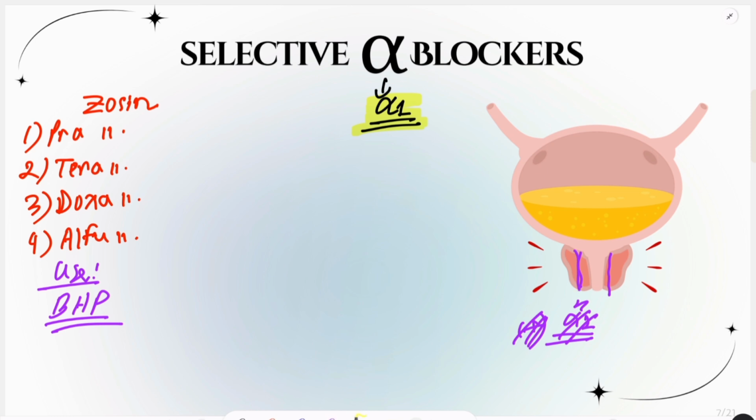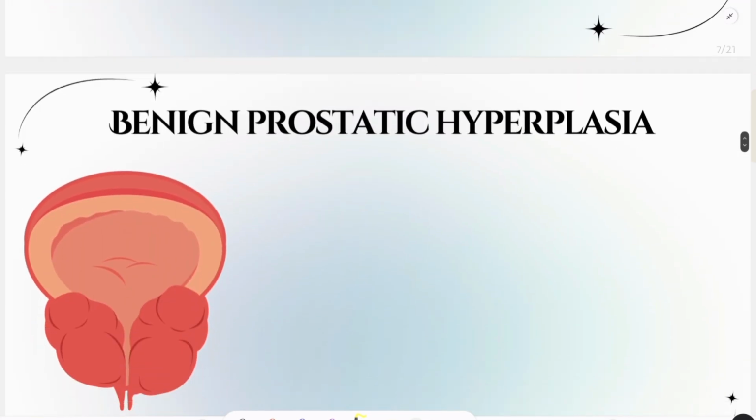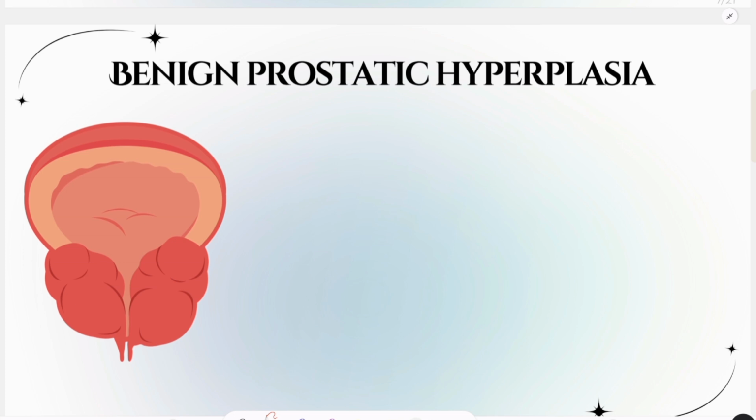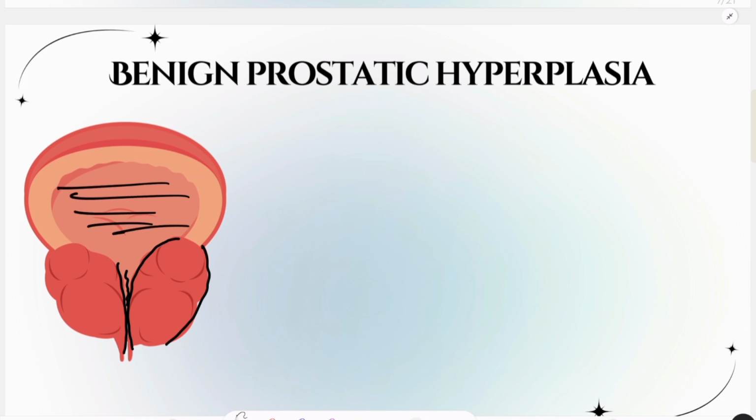Now, what actually happens in benign prostatic hyperplasia, we will discuss in detail. In benign prostatic hyperplasia, the prostate is enlarged. It is not only enlarged on the outside, it is also enlarged inside. As a result, the urethral lumen is narrowed, and that will result in less passing of urine, and there will be urinary retention.